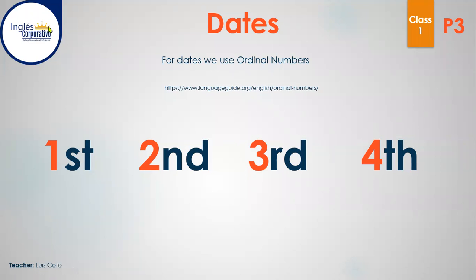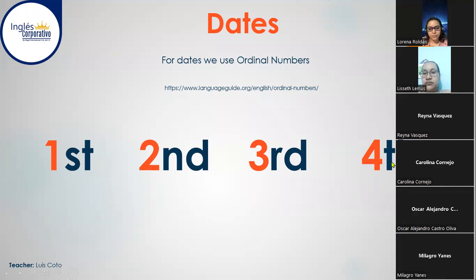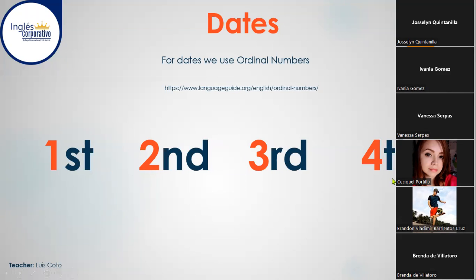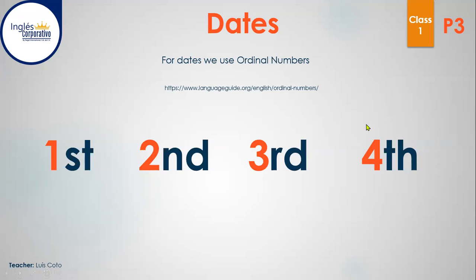Try again. Let's see. I will check Catherine. The number. Fourth. Lorena, the number, fourth. Okay, perfect. Very good. Brenda, try to repeat it. Try to practice that. Jacqueline, fourth. Very good. Ivania, can you repeat it? Fourth. Excellent. Very good.